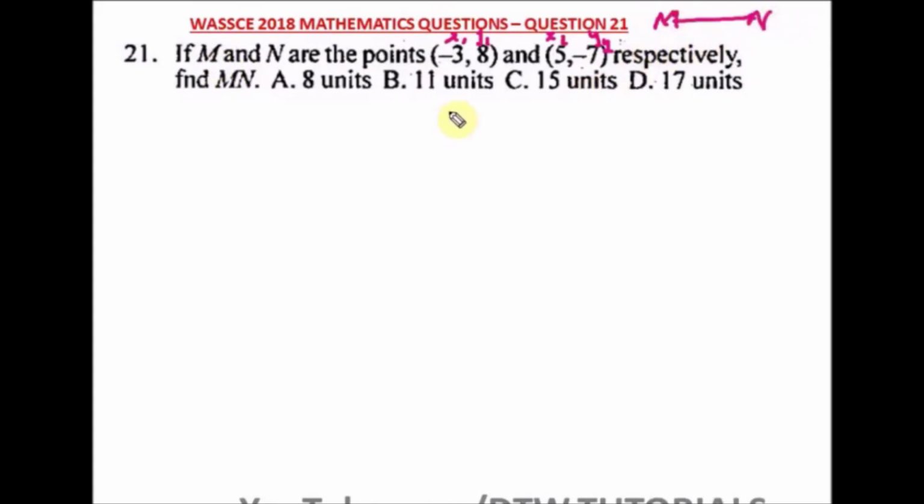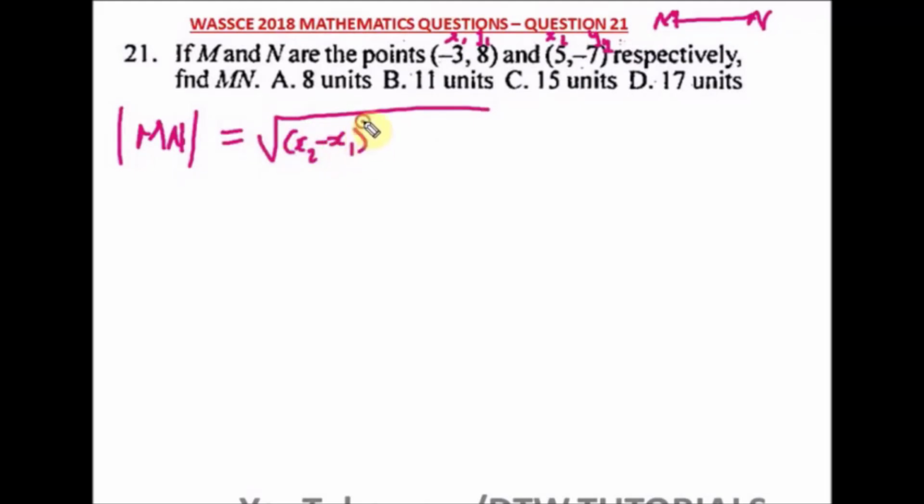Okay, and in coordinate geometry, what's the formula for finding the distance between 2 points? Okay, 2 points, MN is equal to what? The square root of what? Bracket x2 minus x1 all squared plus bracket y2 minus y1 all squared. Okay, so let's put in our values of x2, x1, and y2, y1 from these coordinate points. So what is x2 here? x2 is what? 5 minus, what is x1? x1 is minus 3, so we have minus 3.